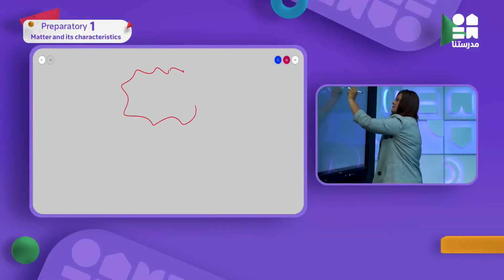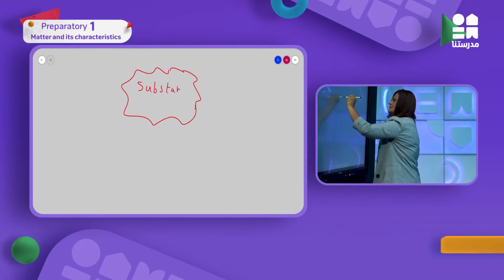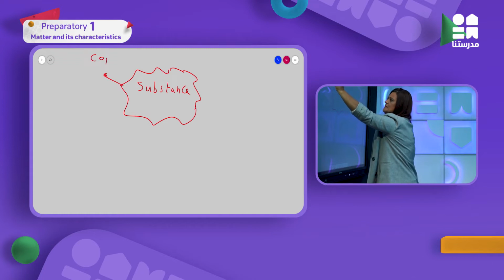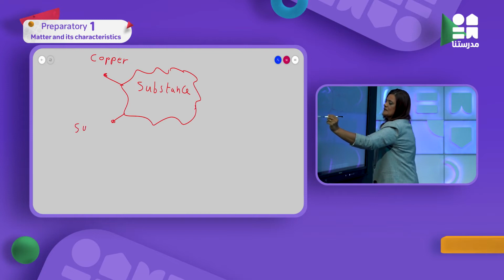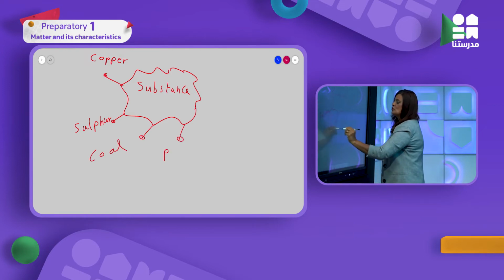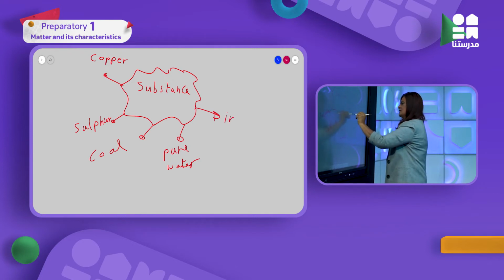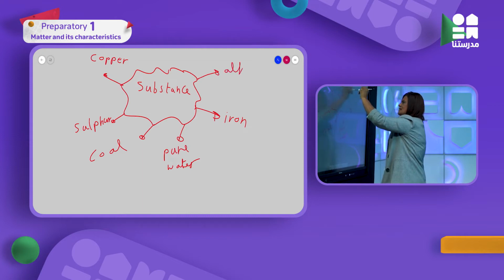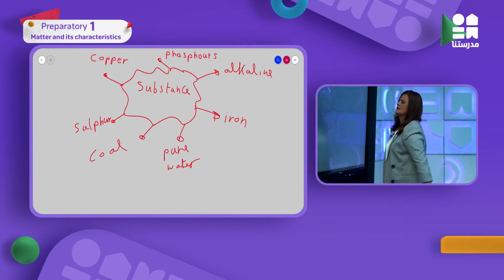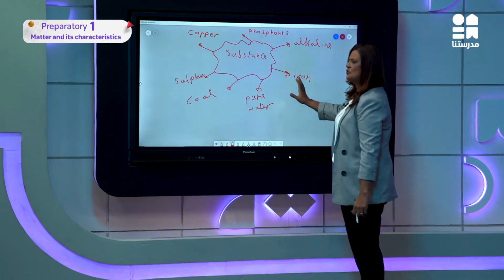Here, substances. I will write some solid substances like copper, like sulfur, like coal, like pure water, like iron, like alkaline solution, like phosphorus. And then I want you to choose which one can conduct electricity and which one will not conduct electricity.